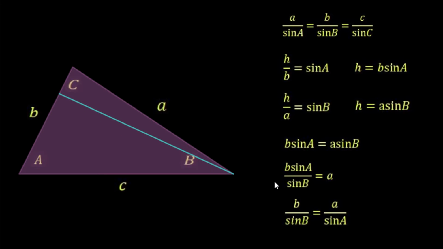Now I'm not going to talk through the mathematics here of the proof. I'm going to leave that as an exercise, and you should be able to prove from this that a upon sine A is equal to c upon sine C. So that's the end of the proof of our sine rule. Let's go ahead and we'll use the sine rule in order to solve a problem.